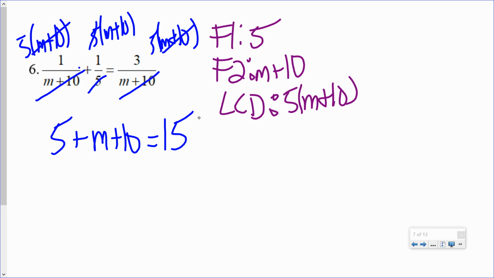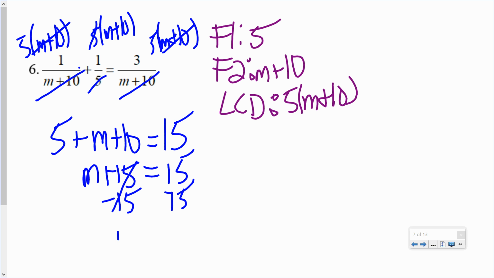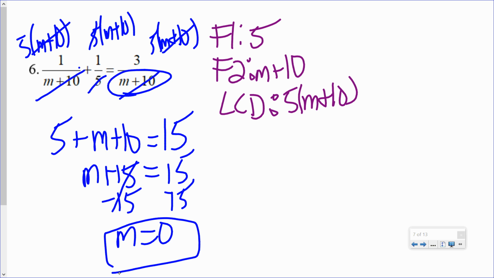From here, I solve the equation, combine like terms, isolate m. m is 0. Check. Will substituting 0 in for m make any of the denominators 0? No. When I sub it in, I'm going to get 0 plus 10, which is 10. The denominators are not 0. M equals 0 is my answer.